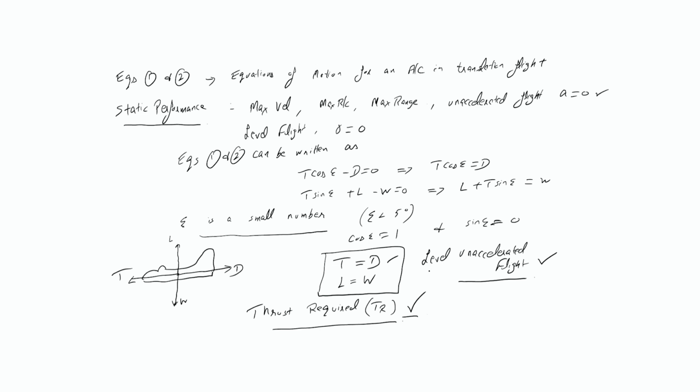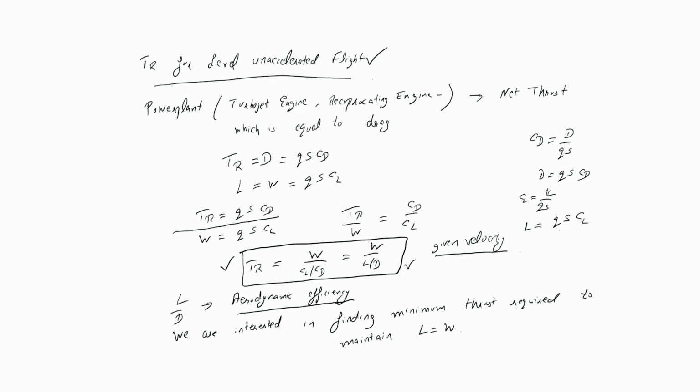Always remember these are the equations for level unaccelerated flight. Thrust equals drag and lift equals weight. Then we came to the relation of what should be the thrust required to maintain lift equals weight. As an engineer, we are interested in the minimum thrust required, because for the minimum thrust required, the fuel efficiency will also be better. And thrust required is minimum when L by D is maximum.